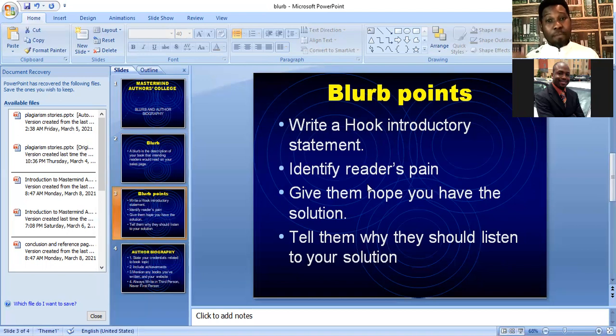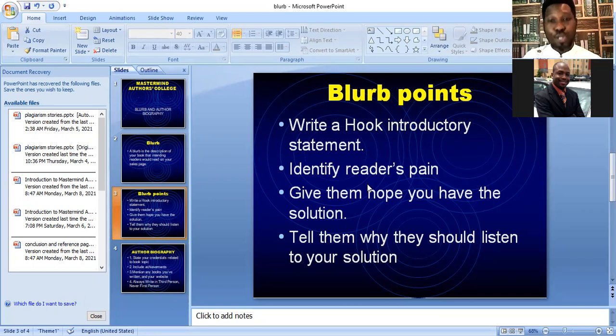State it, that there are people who earn so much money, but they are not able to multiply that money or invest that money, and so they are still broke. If I am reading that blurb and I see that line, I already identify my pain because that is my problem. It means this author has been able to draw me in, and I'll be interested in reading further what he has to offer in the blurb.